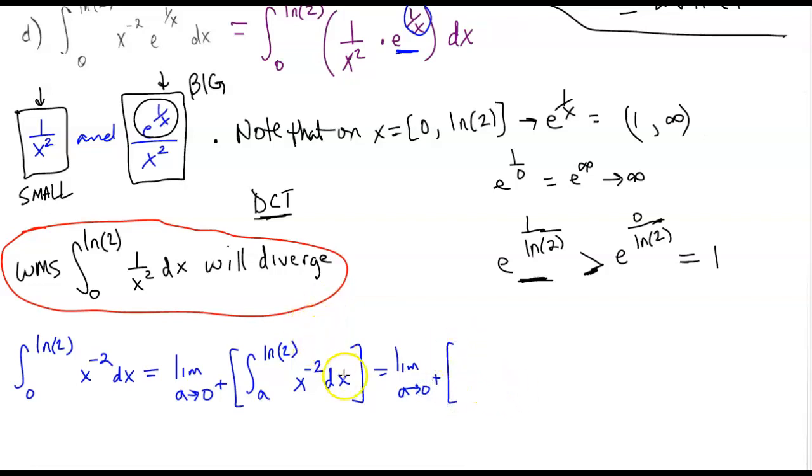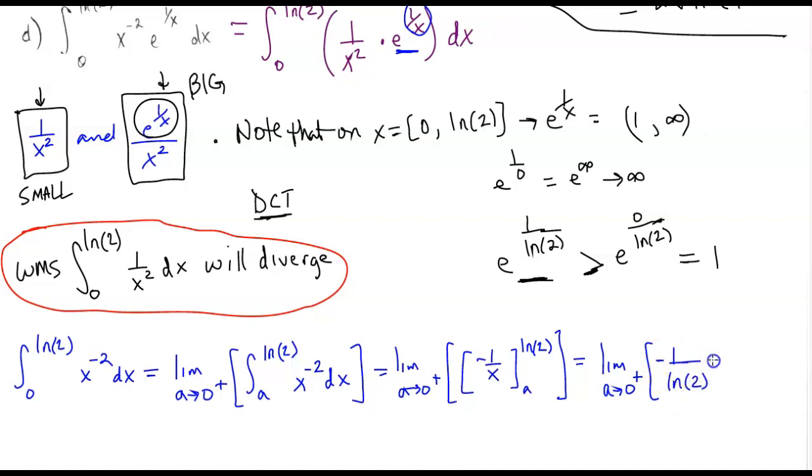And if we were to take the antiderivative of x raised to the negative 2, that would end up being negative x raised to the negative 1, and that will be from a to natural log of 2. And negative x raised to the negative 1 is just a fancy way of saying negative 1 over x. Okay, so here we have the limit as a approaches 0 from the right of negative 1 over natural log of 2 minus negative 1 over a, which this minus a negative here will just end up being addition.